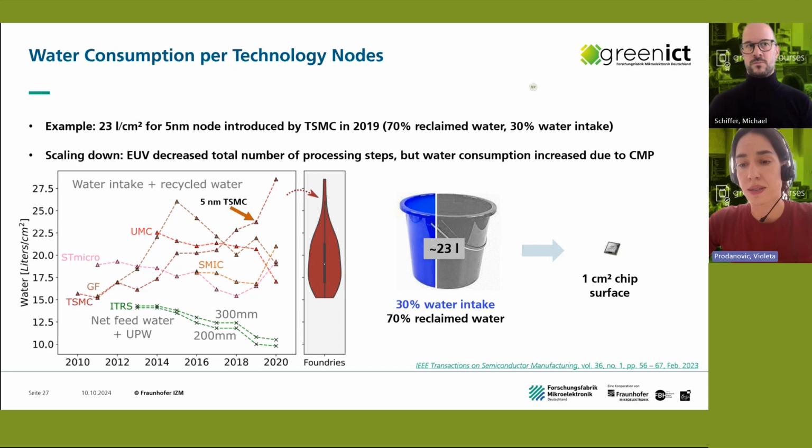So this is just as an illustration for a 1 centimeter square chip, which was realized in a 5 nanometer technology node. We require around 23 liters of water. 70% of that is reclaimed water and 30% is water intake.